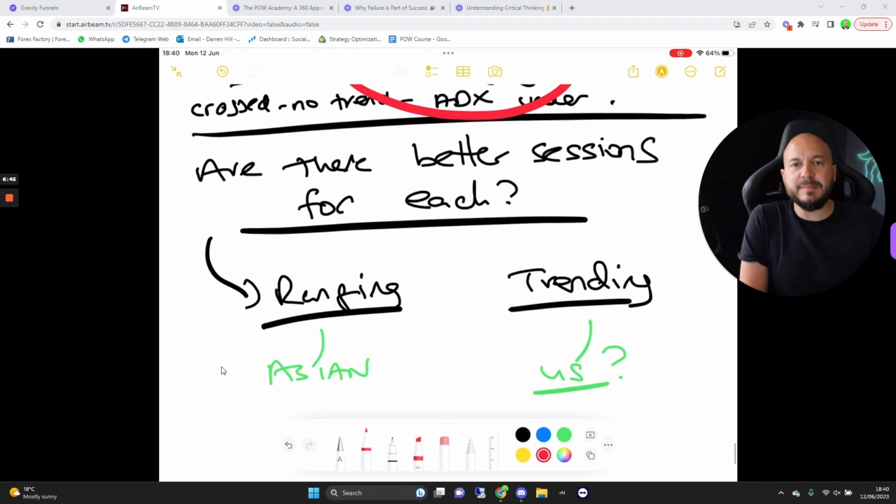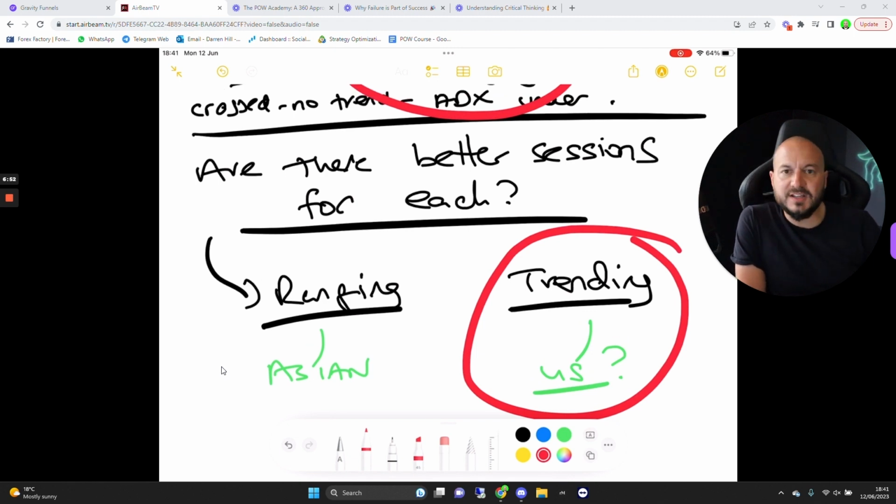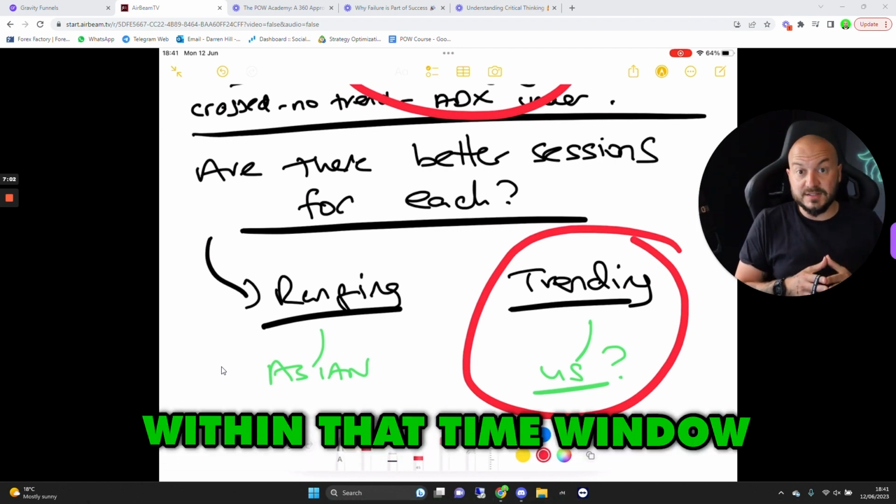When might be the best time to trade a trending set? Well, markets are more likely going to trend when the US volume is open, especially if you're trading a USD-based pair like gold or US30. The movement happens within the US session, so you could use custom trading times to explore your optimization within that time window.